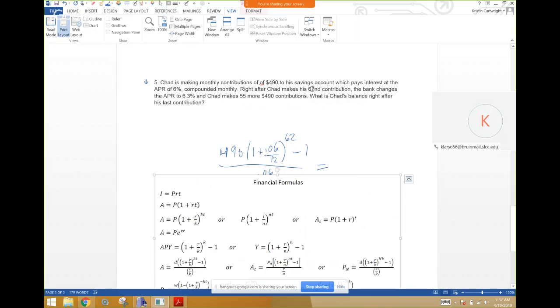So if it's the 62nd contribution, I mean, you could think of this a few different ways. I just put 62 up there in the power spot. But if you think of it, the 62nd contribution and it's monthly contributions, you could do 62 divided by 12, and you could think of that as a time value of 5.1666667 years.